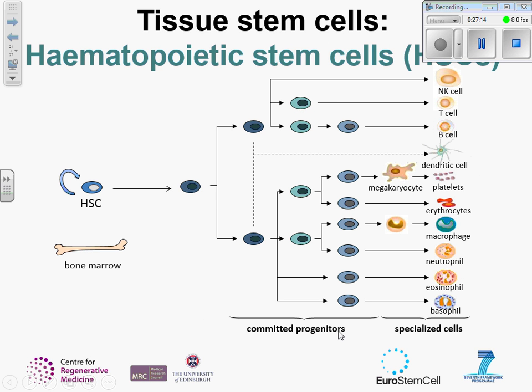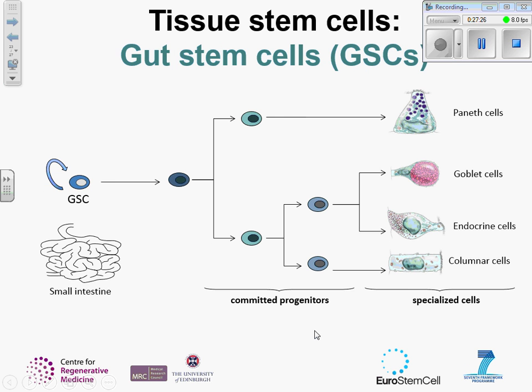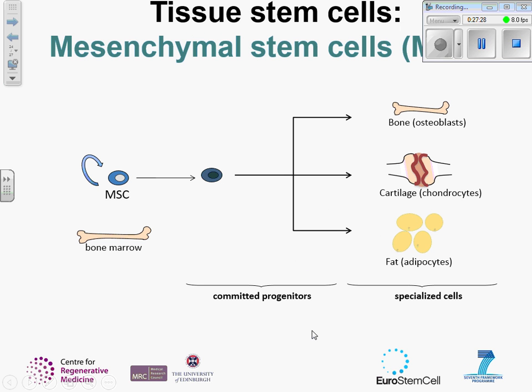And then there are some examples in here of particular ones, which I'm not taking you through, but just to show that going from stem cell to actual cell takes a number of stages, neural ones and gut ones, and connective tissue type ones.